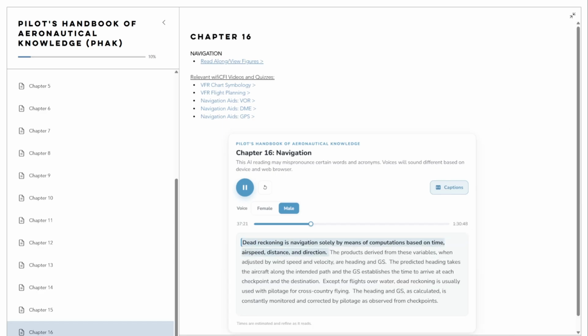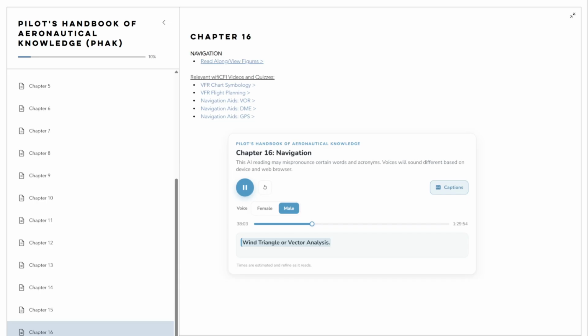Dead reckoning. Dead reckoning is navigation solely by means of computations based on time, airspeed, distance, and direction. The products derived from these variables, when adjusted by wind speed and velocity, are heading and GS. The predicted heading takes the aircraft along the intended path and the GS establishes the time to arrive at each checkpoint and the destination. Except for flights over water, dead reckoning is usually used with pilotage for cross-country flying. The heading and GS, as calculated, is constantly monitored and corrected by pilotage as observed from checkpoints.